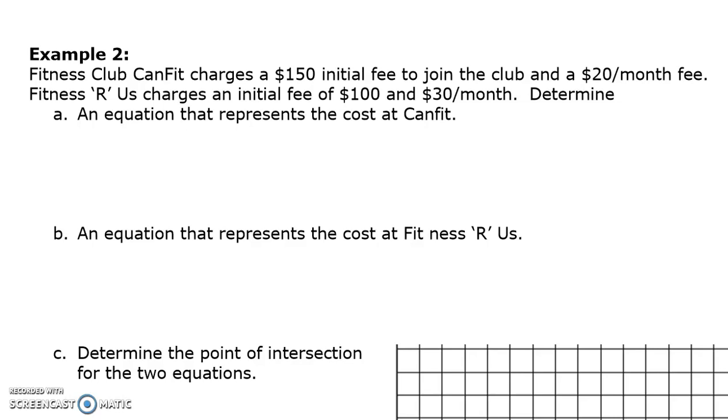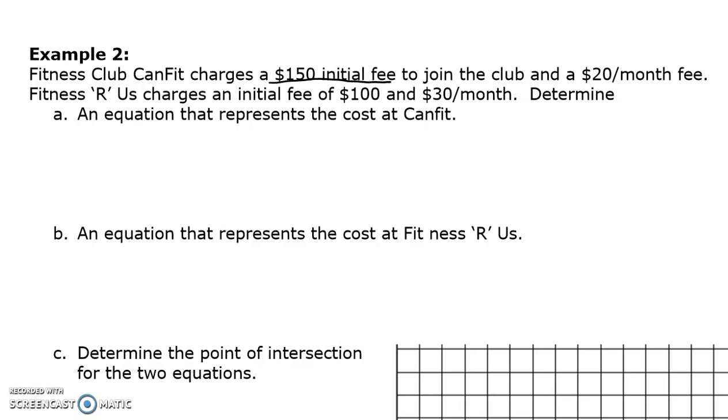Fitness R Us charges an initial fee of $100 and $30 per month. Now you might say this seems ridiculous, but this is actually kind of the model that many clubs use for you to join. And so what we're going to do is try to come up with an equation for each of these clubs.